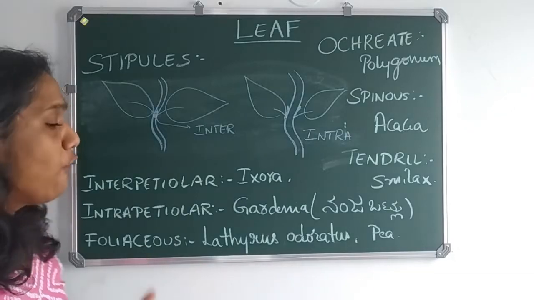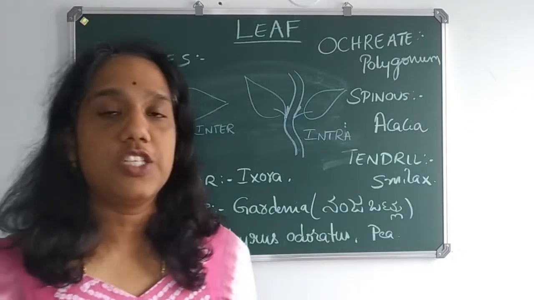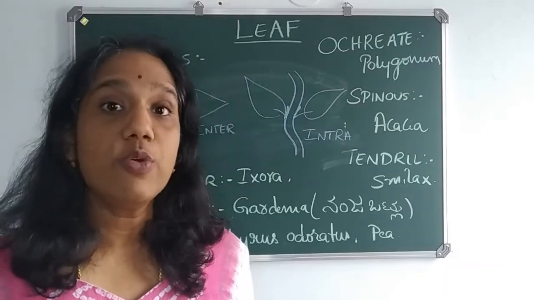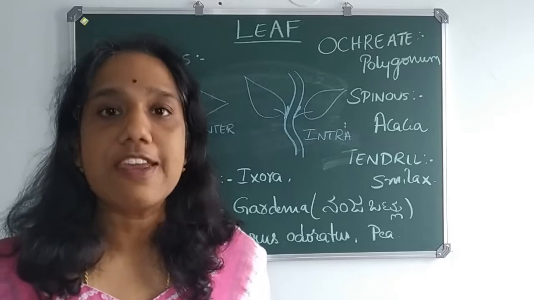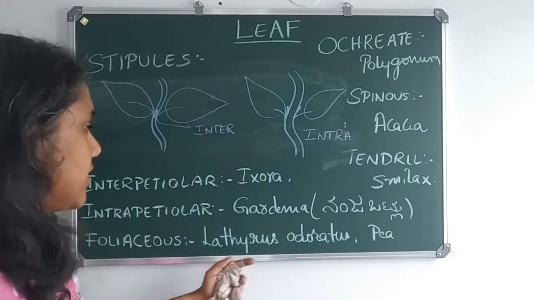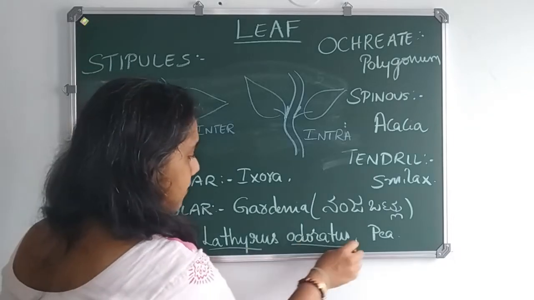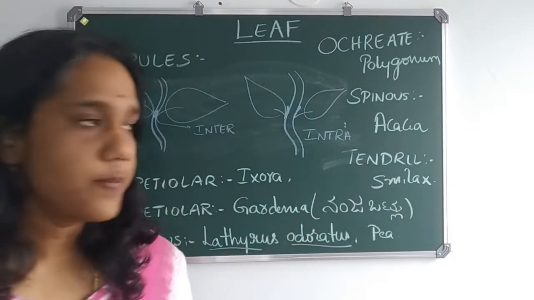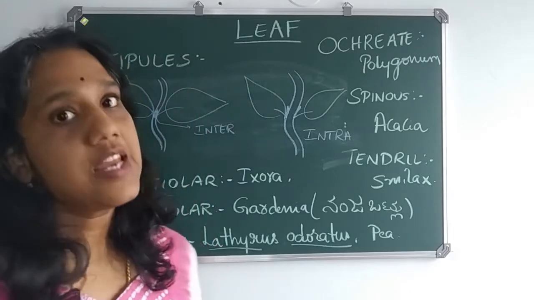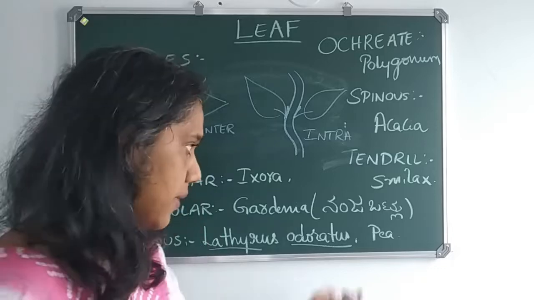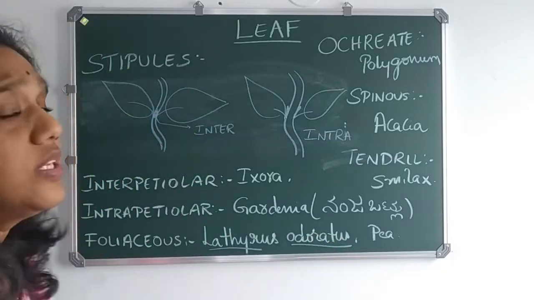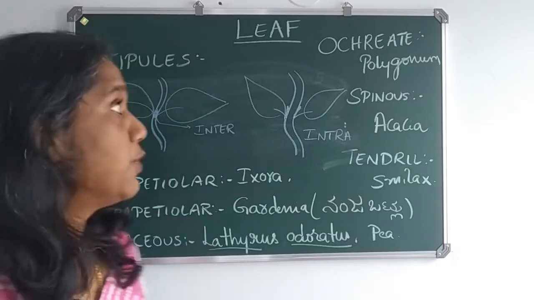Then coming to the foliaceous, as the name itself suggests, foliaceous means leaf-like. When the stipules have the appearance of a leaf, we call them foliaceous stipules. Example for this is Lathyrus odoratus. Lathyrus odoratus common name is sweet pea. It's also called wild pea sometimes. And the normal pea, that is Pisum sativum, is Batani. If you look at those plants, you will see foliaceous stipules.